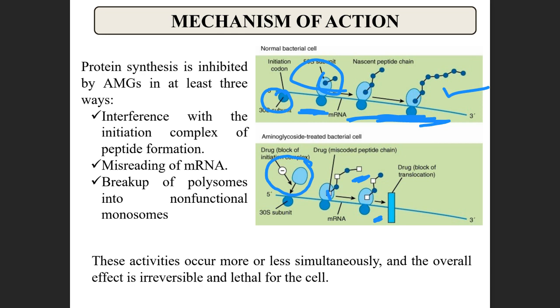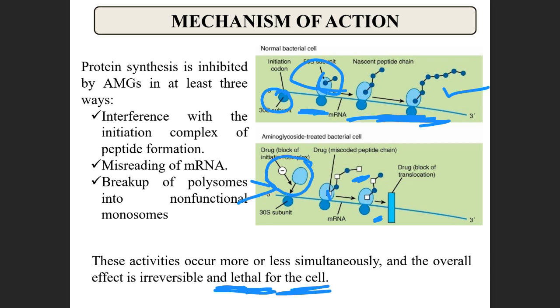So, interference with the initiation of the complex of the peptide. The first one is interference with the initiation complex, and then it is causing a miscoded peptide chain. So misreading, or the breakup of the polysomes, malfunctions. Because of this, the bacterial cell is not properly stimulated to grow, and that may lead to an overall irreversible process. So once the aminoglycoside comes and binds in the bacterial cell, protein synthesis is inhibited, and this causes an irreversible process. Because of that, this can be lethal. Cell death can occur.